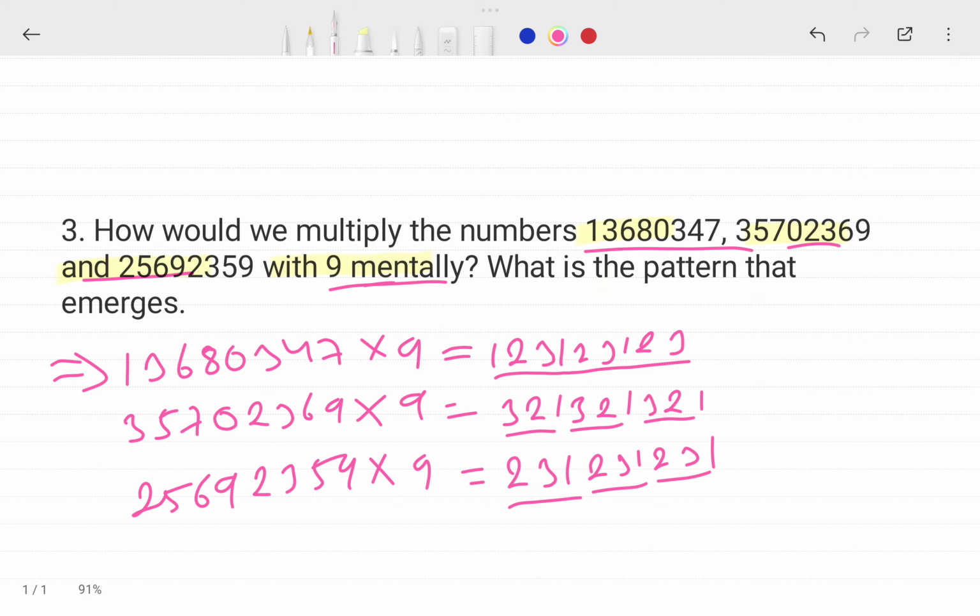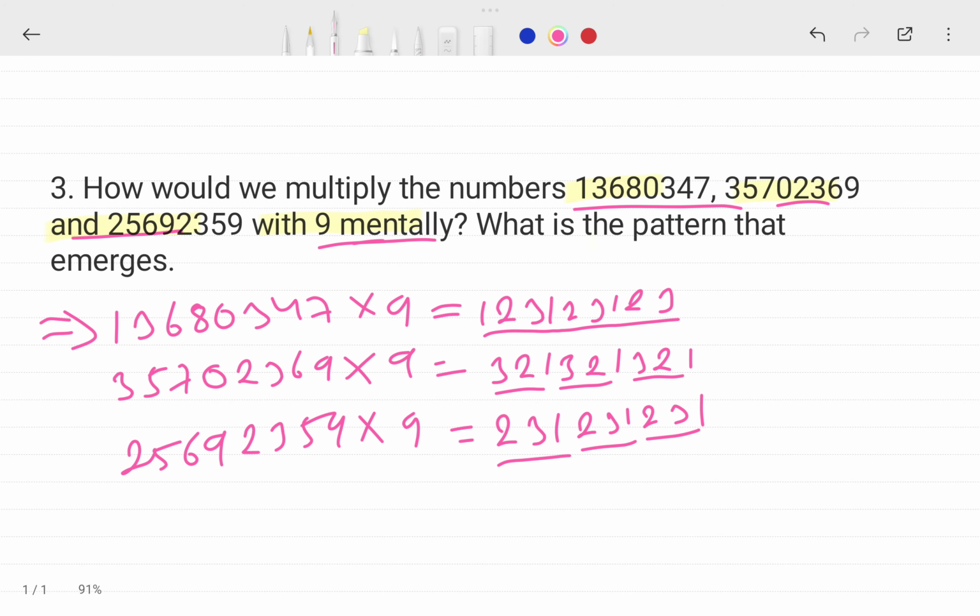So this is the only one question. I hope this is clear, and this chapter is totally completed. Whatever is in this chapter, everything is completed.